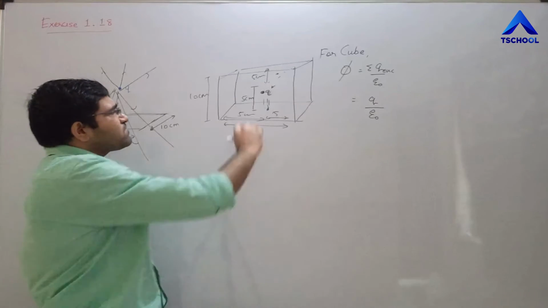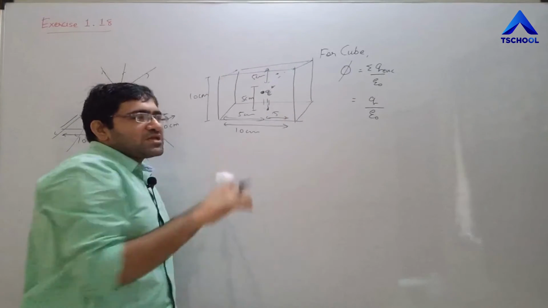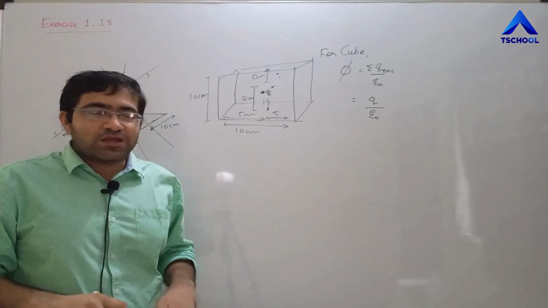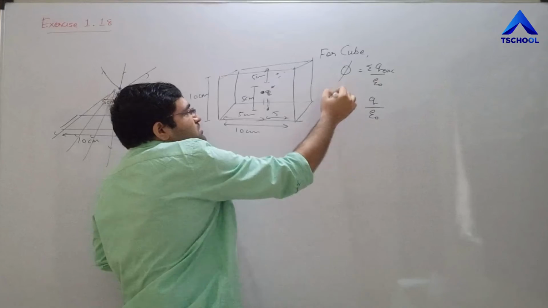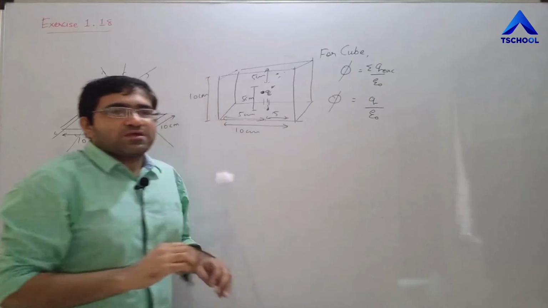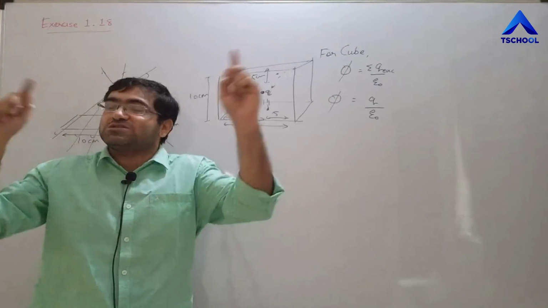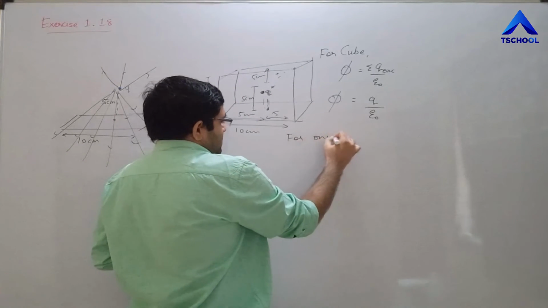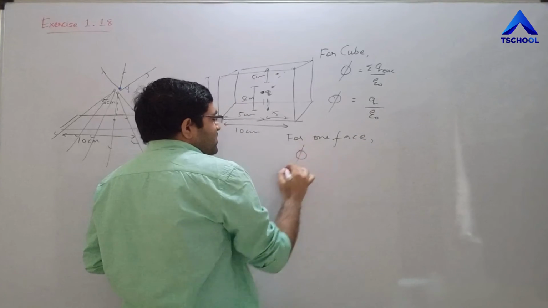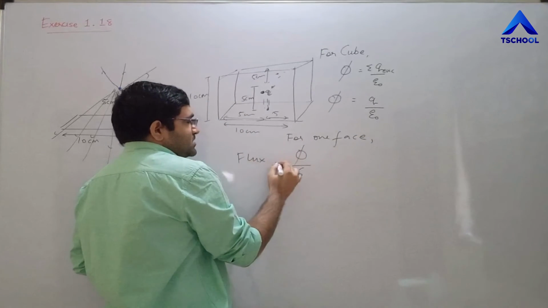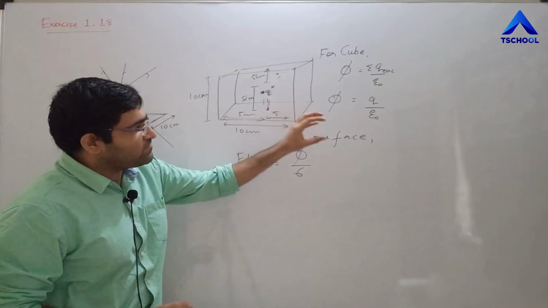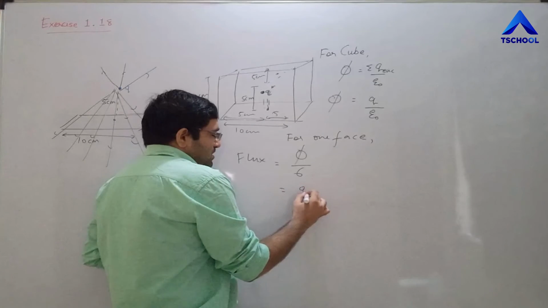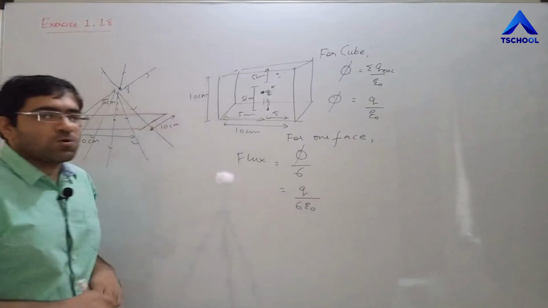Now, use the symmetry. Because there are 6 surfaces arranged in symmetrical fashion around this charge, the total flux for the whole cube is divided into 6 equal parts, one for each face. For one face, due to the symmetry, the flux is going to be one by 6 of the total. I hope you realize what I have written. For one face, the flux is one sixth of the total because of the symmetry. So finally, it's going to be Q by 6 epsilon 0.